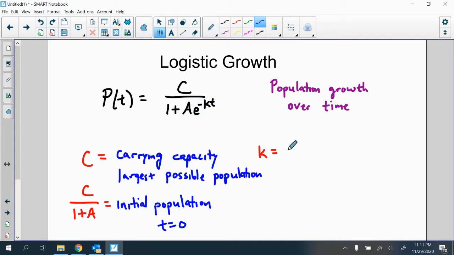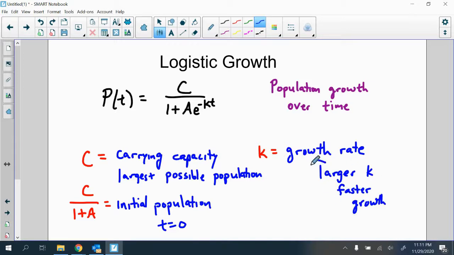And then K represents my growth rate. Larger K means faster initial growth. And then we get closer to the carrying capacity earlier on. So that's what's happening with this logistic growth model.